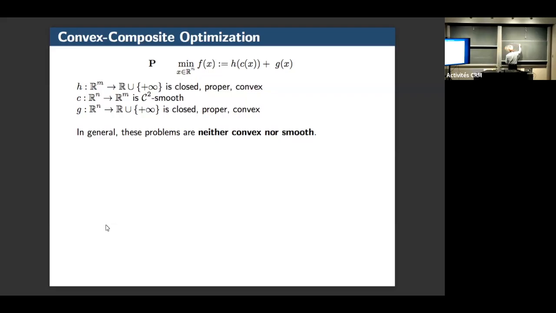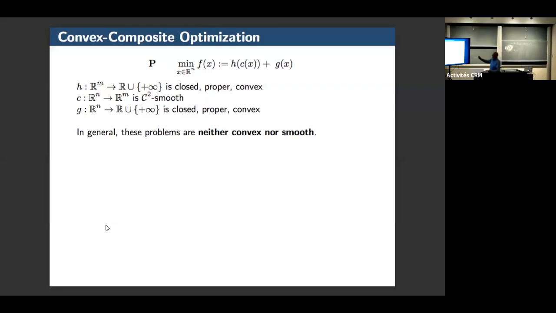Now, if this is your function f, then this set is called the epigraph of f, the set of all pairs (x, mu) such that f of x is less than or equal to mu. For a convex function, to say that it's proper simply means this is a non-empty set. And closed means that the epigraph is closed. So lower semi-continuity is the same in this case as closure of the epigraph.